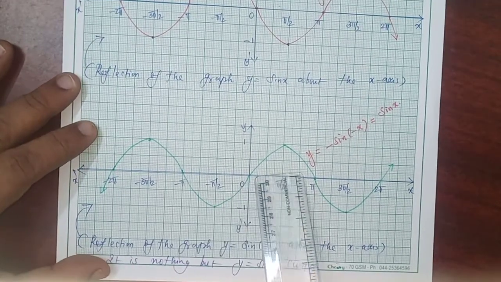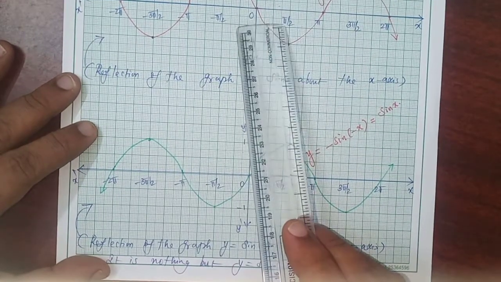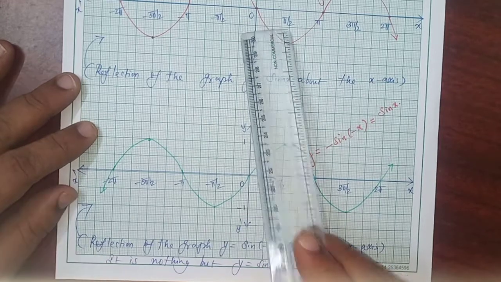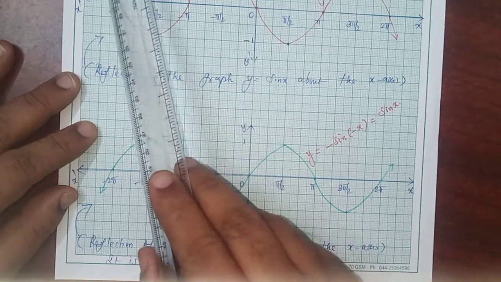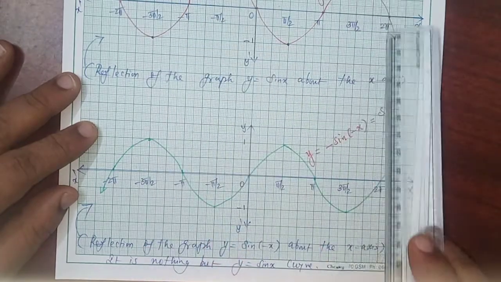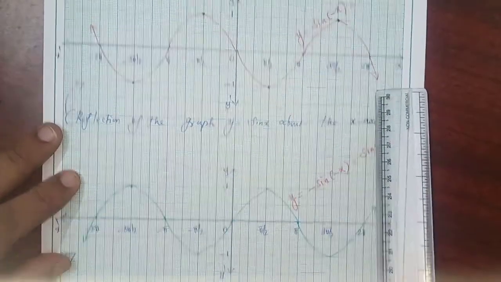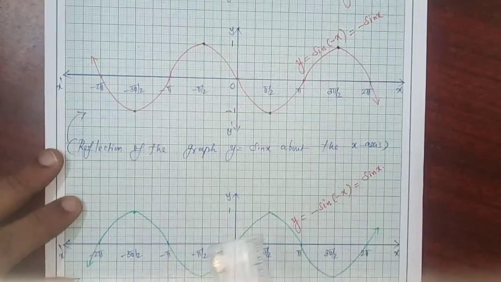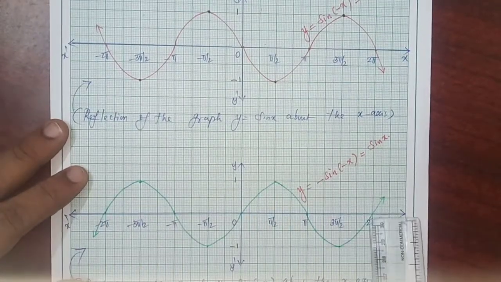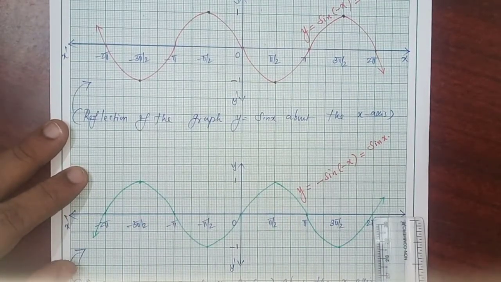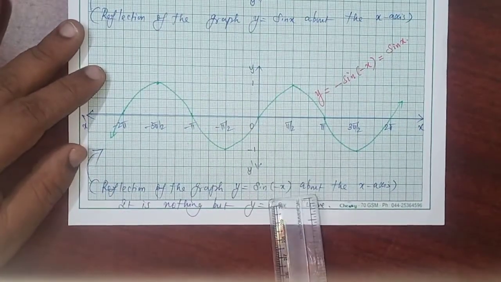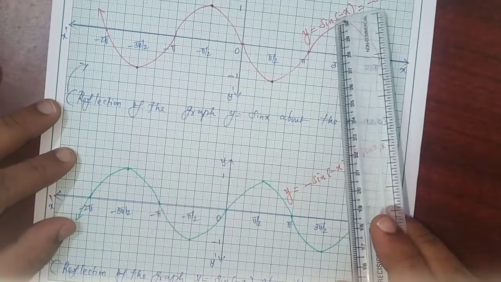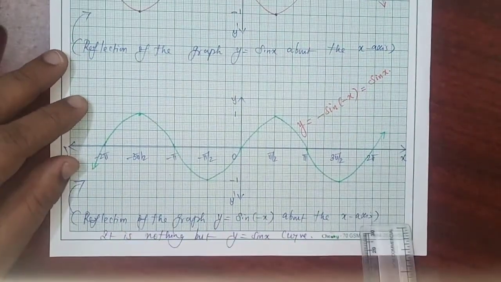Particularly this graph is the reflection of this graph about the x-axis. I have mentioned here, reflection, correct? The entire red color is the reflection of this graph. So I have mentioned here, this graph is a reflection of the graph sine of minus x, about what axis? X-axis.